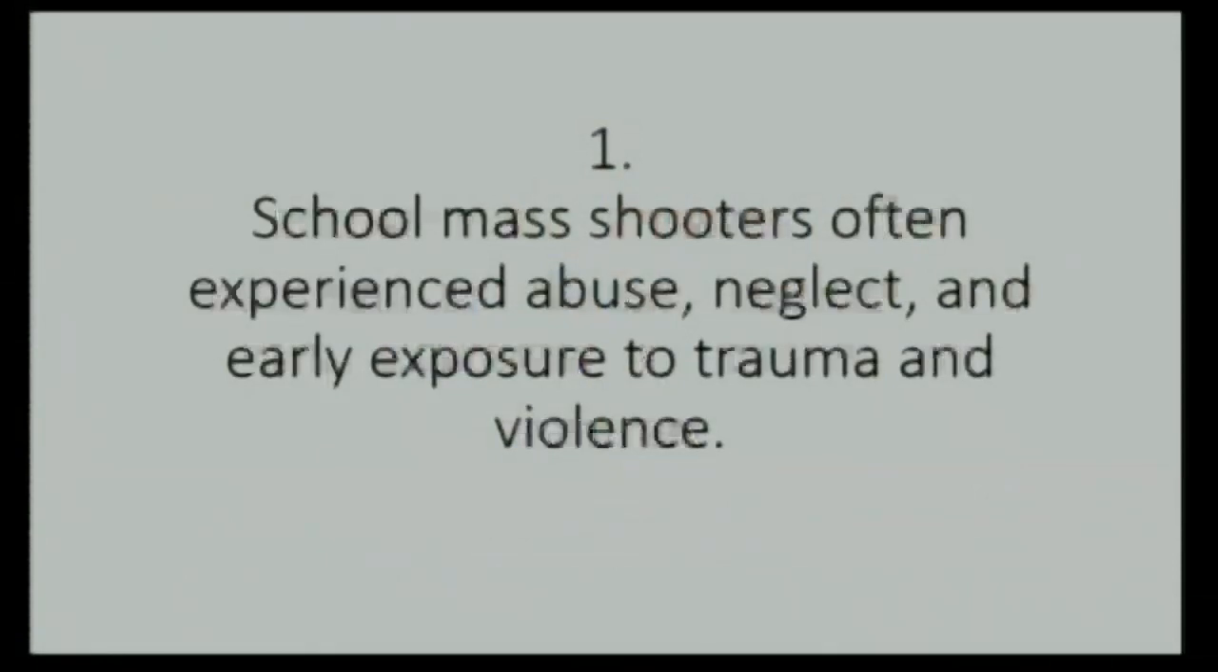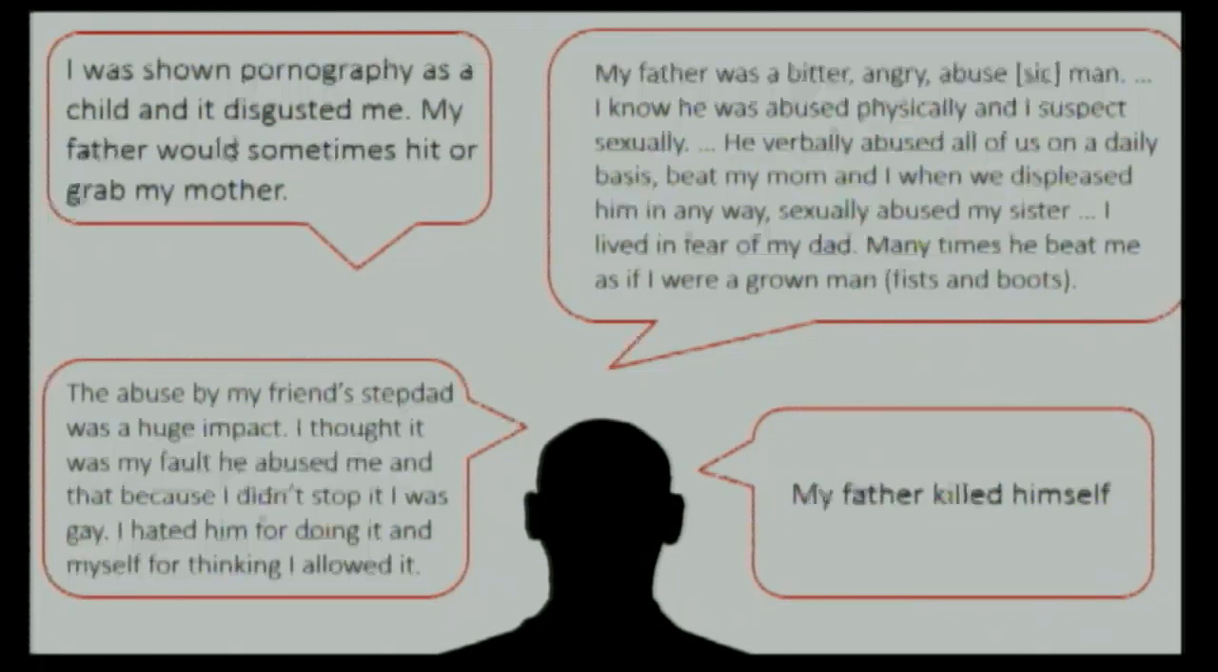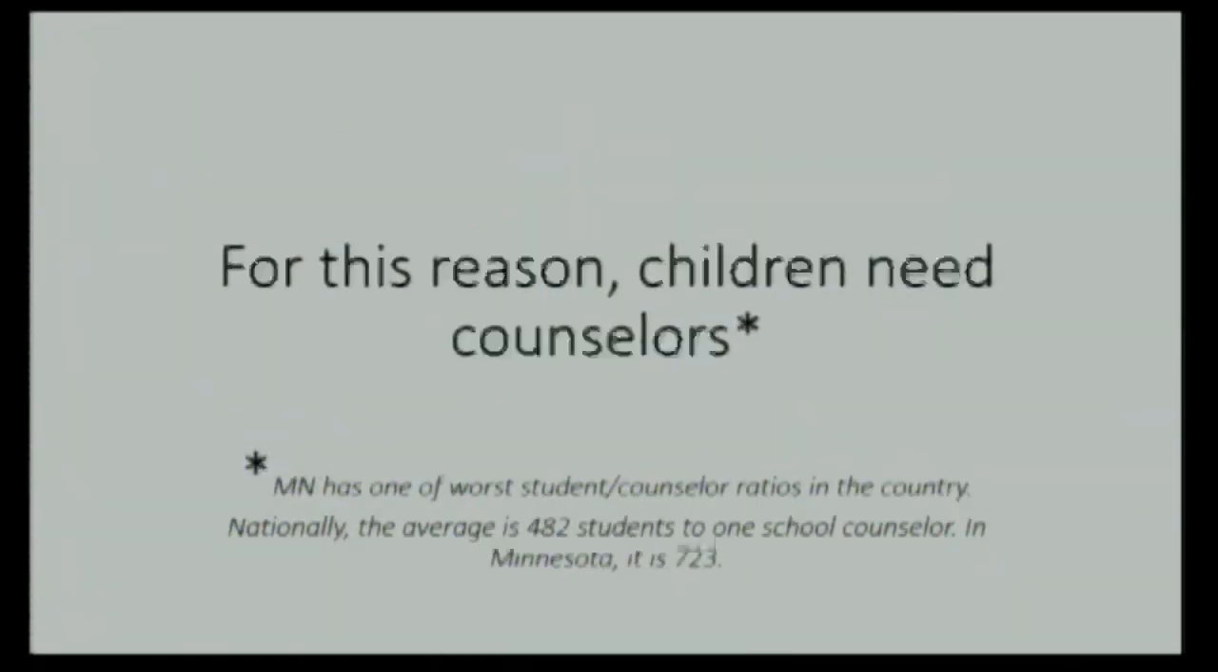So the first piece of this is that school mass shooters experience abuse, neglect, and early exposure to trauma and violence. These are some examples. I won't read through them all, but this was very serious abuse, serious exposure to violence. We actually ended up adding a code in the database for a parent who committed suicide because it was so common in the life histories of these perpetrators. So the first thing that we see coming out of here in terms of prevention is that counselors are important, that these are kids that are on the radar early on for having really intense exposure to violence, and that early intervention and counselors and mental health access in the school could be really important.